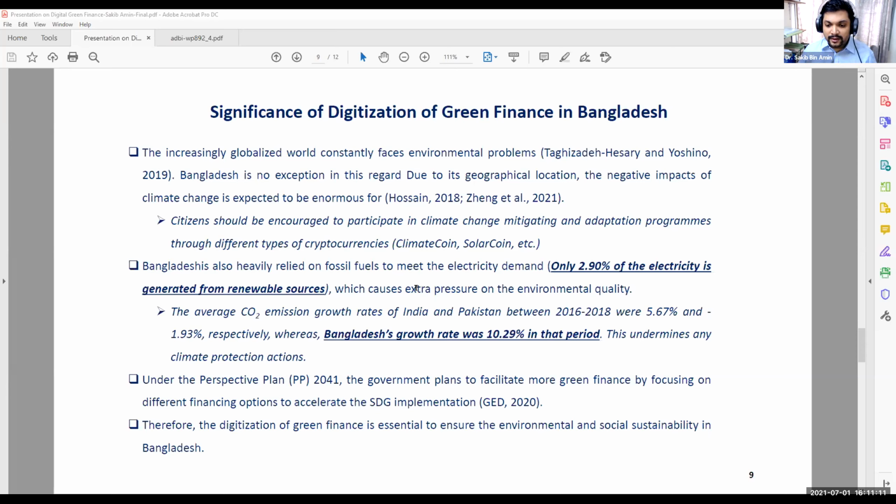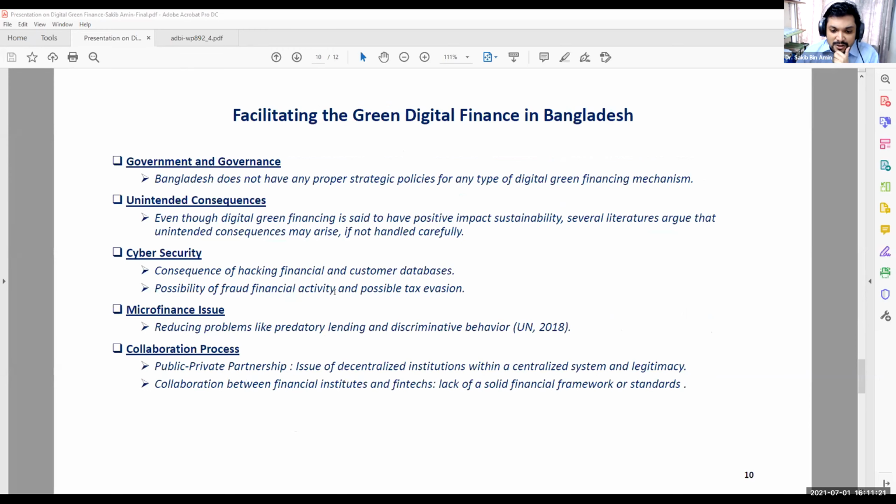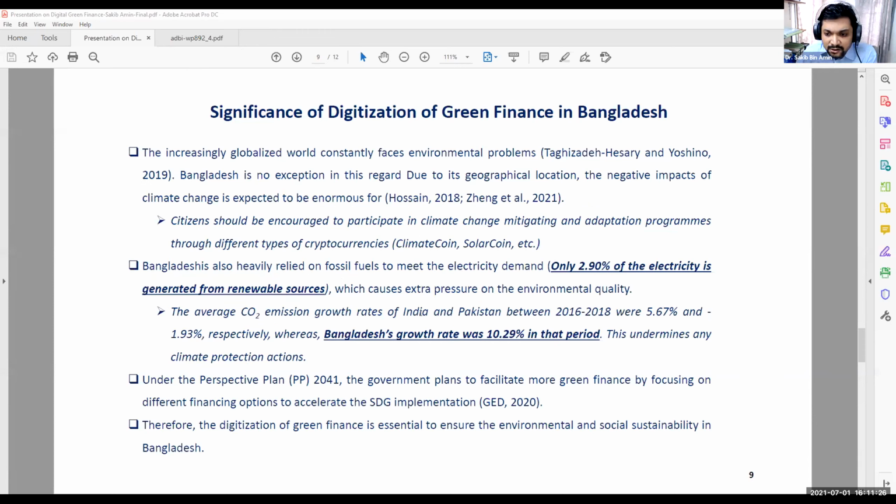In this book chapter, we aim to identify the possible factors behind the digitization of green finance in Bangladesh based on literature, policy papers, and case studies. It is also important to know that the Bangladesh government has introduced the perspective plan, where they properly acknowledge the contribution of green finance in achieving future energy security and ensuring environmental and social sustainability.